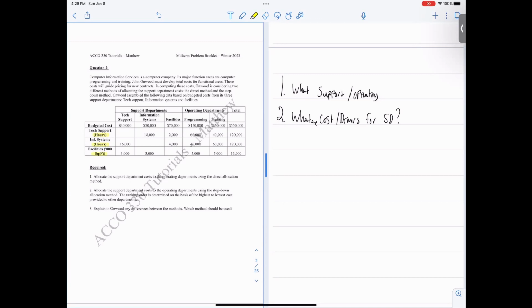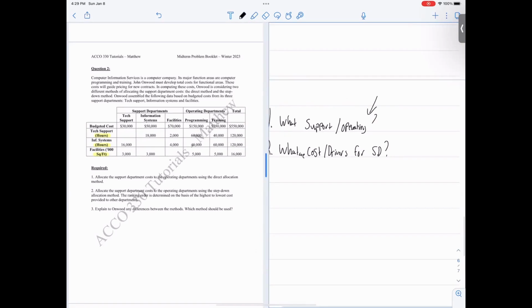Okay, so sometimes in the question, they won't tell you how tech support allocates, how information system allocates, or how facility allocates their cost, right? So we need to look for what is the cost driver because we have to know how the support department allocates costs. So when you get into tougher questions, you will see this point here, okay? Now, once you do that, guys, once you finish those two things, you know which is the support and what's the operating.